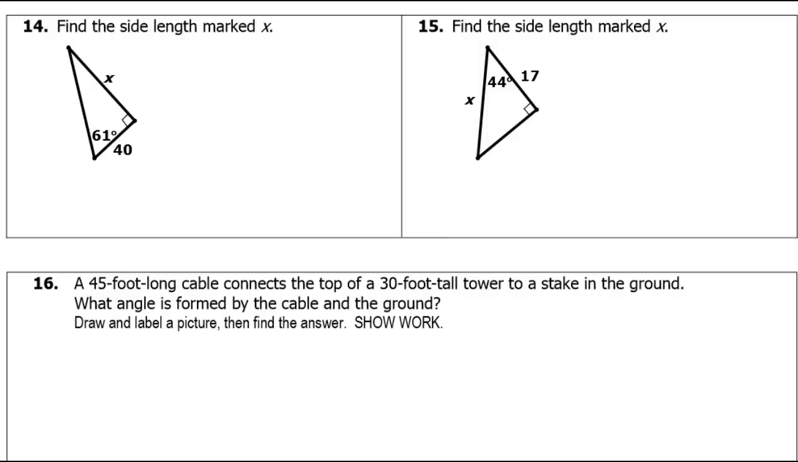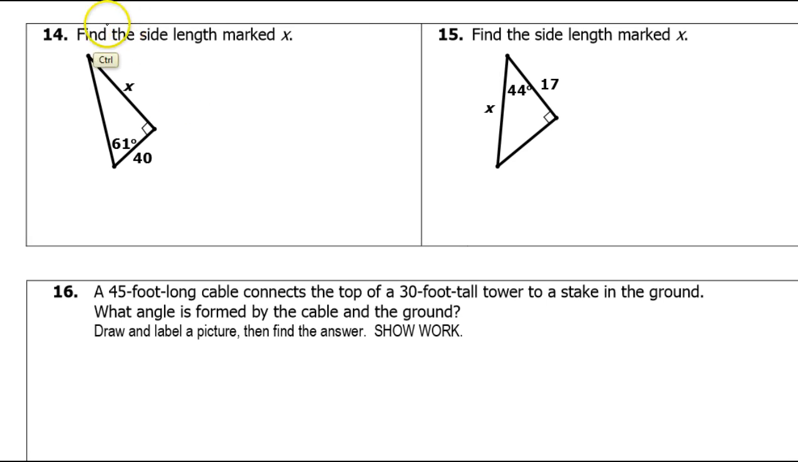This video is part 3 of our review of the first semester of geometry. In this video, we will review right triangle trigonometry. So we will be using tangent, sine, and cosine to find missing sides and missing angles. Anyway, number 14, find the side length marked x.